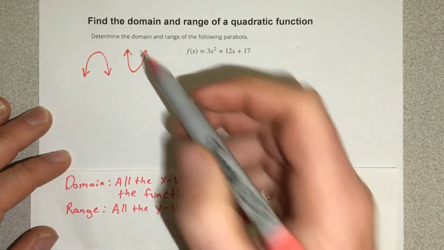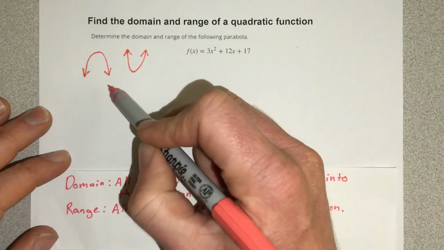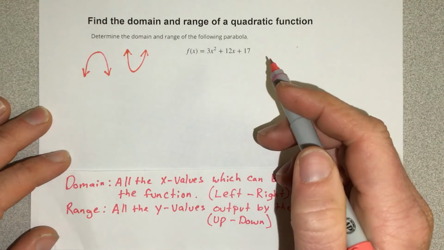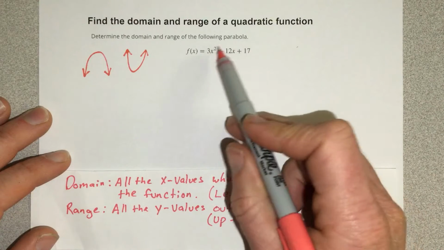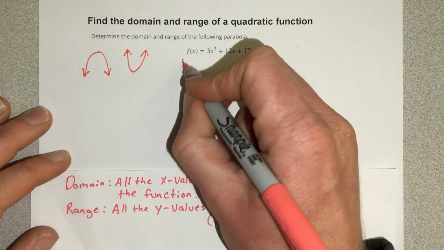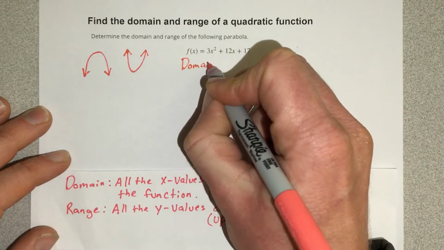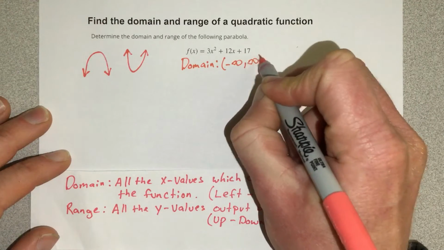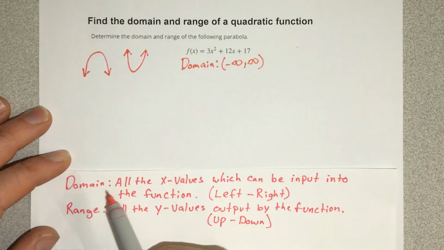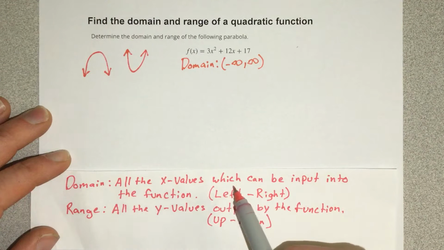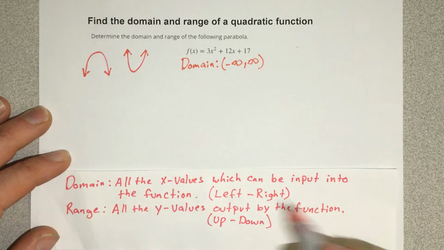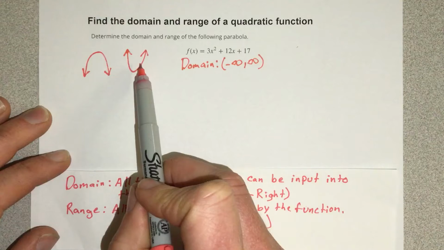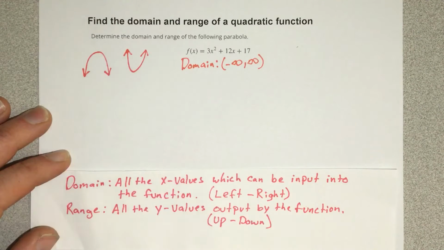And what we want to notice is that these arrows are going to point both to the left and to the right and cover all x values for this quadratic. So the domain of the quadratic is going to be negative infinity to infinity. And we know this because we know that domain is all the x values which can be input into the function. So this parabola is covering all x values from left to right.